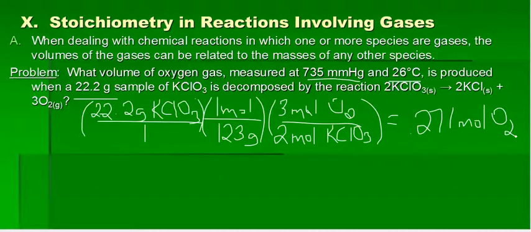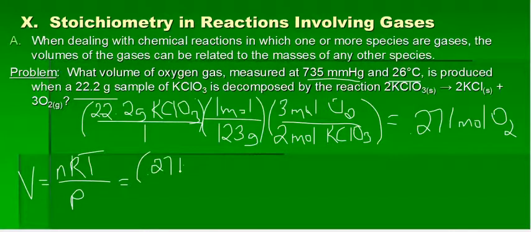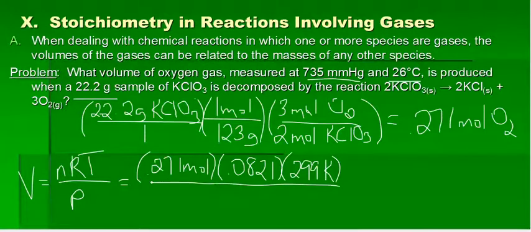Now we have our gas. That number we can use in the gas laws. We want to find the volume of oxygen, so we're going to take volume equals just the ideal gas law, nRT over P. Now we have the moles of the gas, 0.271. We know R, 0.0821 liter atmospheres per mole Kelvin. Temperature, 26 degrees Celsius. Put that into Kelvin, 299. Divided by the pressure. Now the pressure is 735 millimeters, divided by 760 to get us into atmospheres. So 0.967 atmospheres.